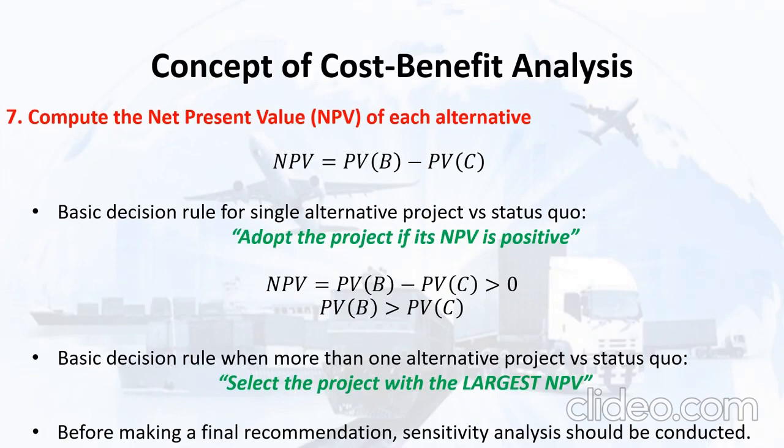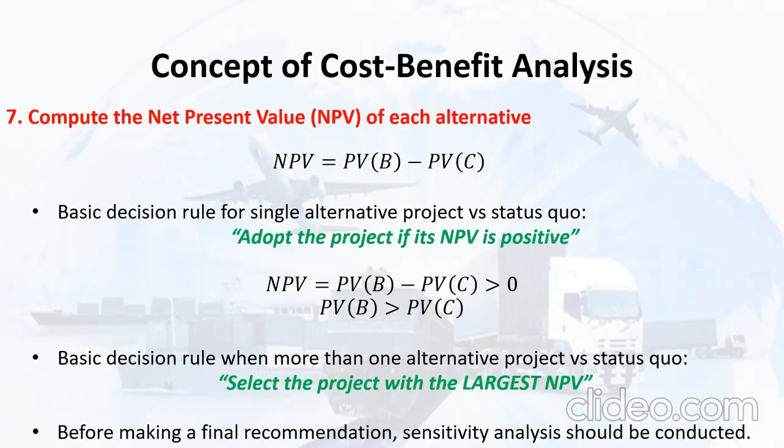Basic decision rule when there is more than one alternative project versus status quo: select the project with the largest NPV. The project that has the largest NPV is the project that needs to be chosen. Before making a final recommendation, sensitivity analysis should be conducted.